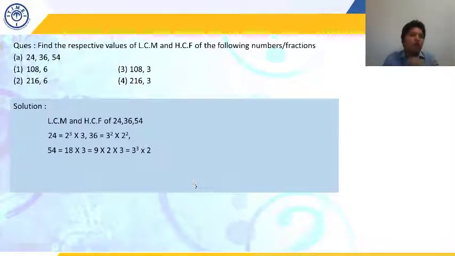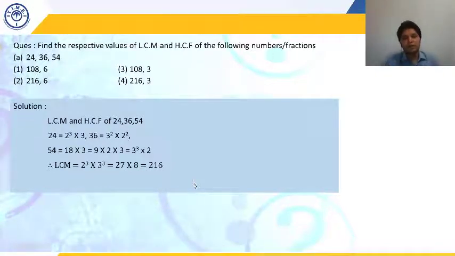So the highest power of every prime factor will come in the LCM. So 2 cube will come in the LCM. And what is the highest power of 3 in all these three numbers? In 24 the power of 3 is 1, in 36 the power of 3 is 2, and in 54 the power of 3 is 3. So what is the highest power of 3? It is 3 cube. So 3 cube will come in the LCM. So 2 cube into 3 cube is going to be 27 into 8, which is 216.